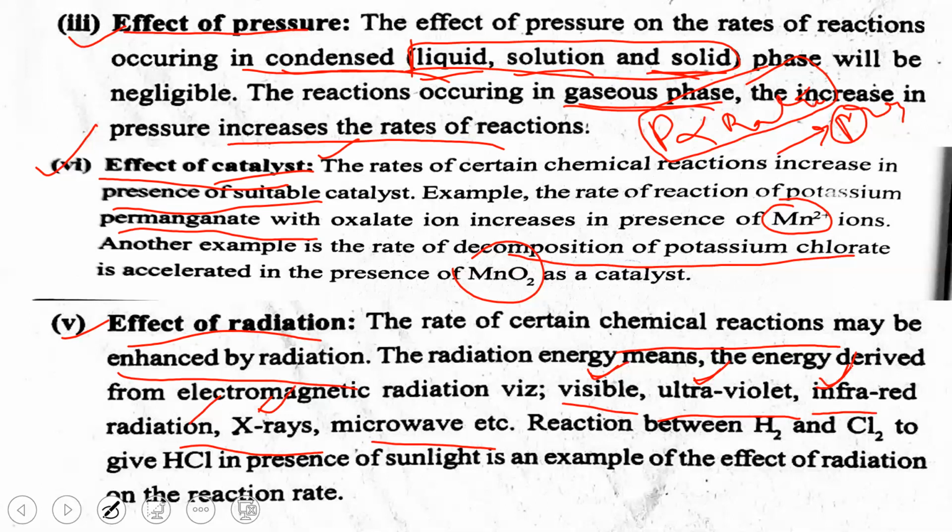For example, the reaction between hydrogen and chlorine to give HCl in the presence of sunlight is an example of the effect of radiation on the reaction rate. Obviously, if you observe this reaction of hydrogen and chlorine, the reaction occurs in the presence of sunlight.